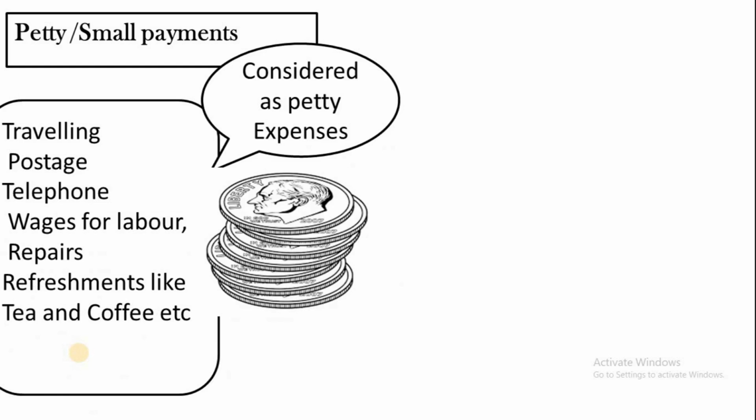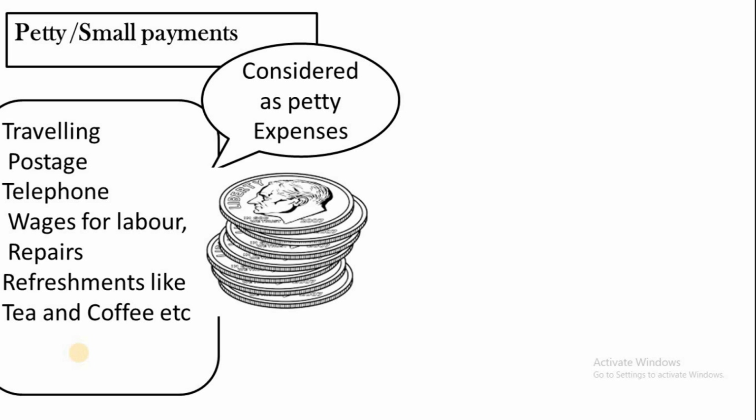Now we will see which are considered as petty expenses and which are not considered as petty expenses. Expenses like traveling, postage, telephone, wages for labor, repairs, refreshments like tea, coffee, etc. are considered as petty expenses. These kinds of expenses will be recorded in petty cash book. These petty expenses are paid through coins or, at most, currency notes rather than paying in checks.